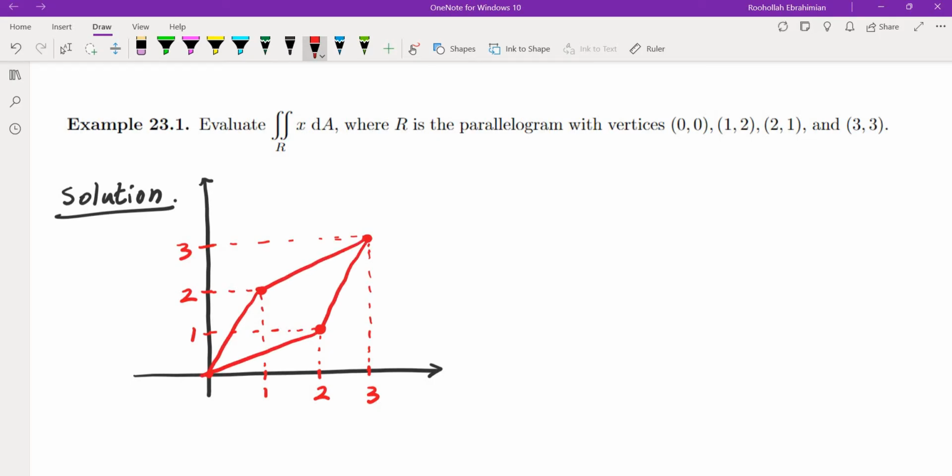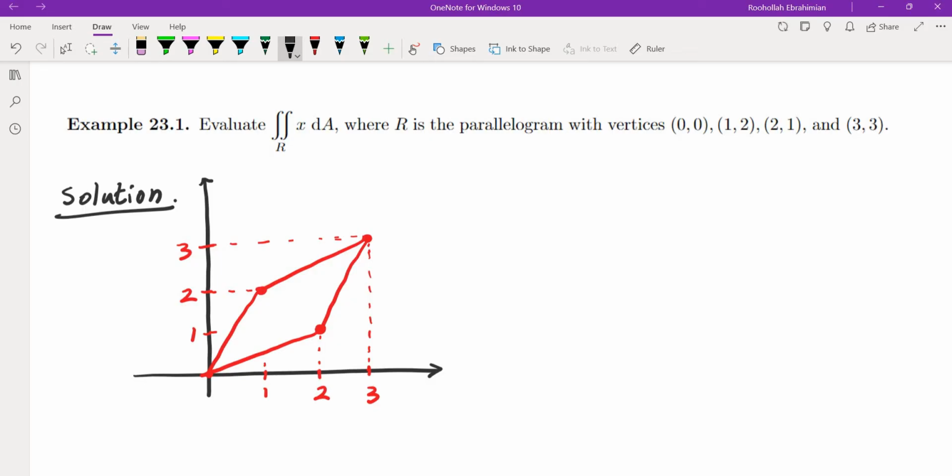Now, if you look at this parallelogram, can we do this one using dx dy or dy dx? The answer is really yes, but we'll have to break this up into three different regions. This one is a vertically simple region, this one is also a vertically simple region, and this one is also a vertically simple region. So it's possible to do it this way, but it would be quite complicated. So instead, we are going to switch to a different coordinate system.